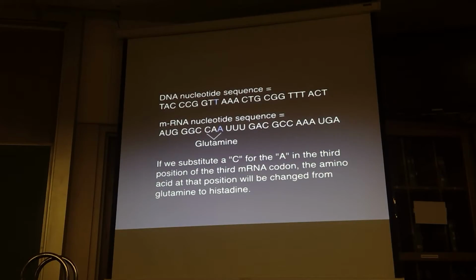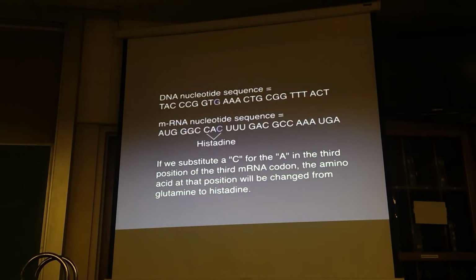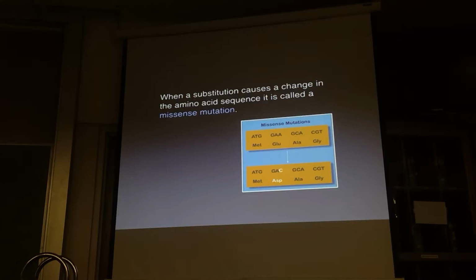But now, if we substitute a C for the A in that third position, so we can change one base. We've changed what was glutamine. Now we've changed it to histidine. To put another one in there. If you change one base and it does change the amino acid, this is called a missense mutation. So you've changed the meaning.